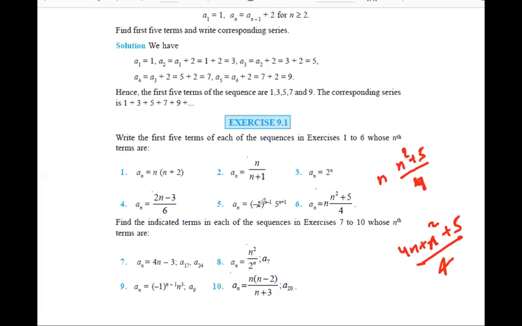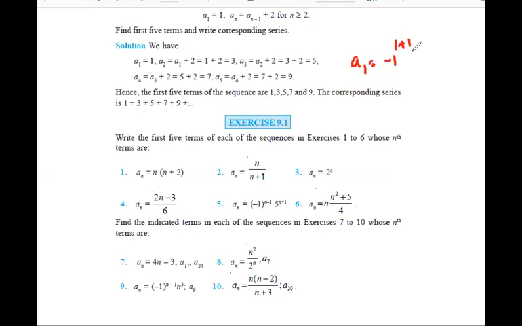Okay, so I'll explain the fifth one again. A1 is minus 1 power 1 plus 1, sorry, 5 power 2, which is 25. Now, since the power is consecutive, this is plus, then A2 will be minus, again 5 square is 25, so it will be 5 cube and so on. A3 is plus 5 power 4 and so on.